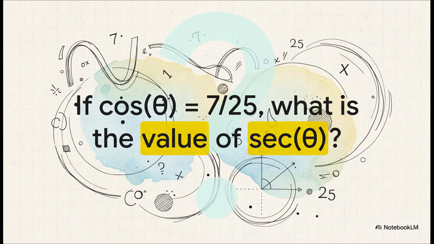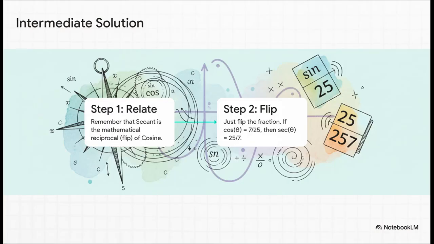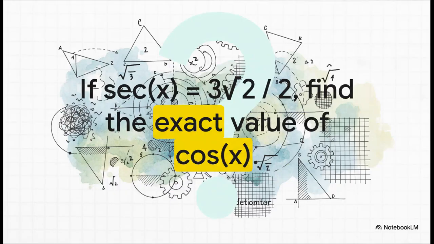Okay, ready to level up a little bit? This one's more of a brain teaser. We don't even have a triangle this time. We're just told that the cosine of some angle is 7/25. So, what's the secant? See, this is where knowing that core relationship really pays off. If secant is just the reciprocal of cosine, we don't need the angle, we don't need a triangle, we just need the cosine's value. We take that 7/25, we flip it upside down, and bam! The answer is 25/7.